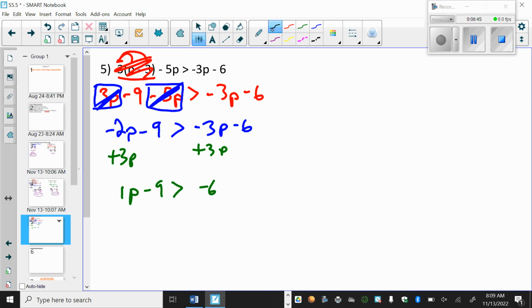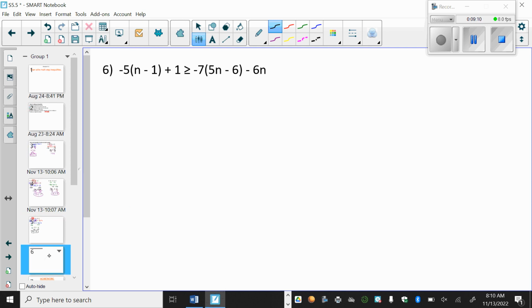And then I'm going to remove my constant, so I'm going to add 9 and add 9. Nope, I'm going to erase that, sorry. Try it again. 1p is greater than 3. And I don't have to do that last step since it's positive 1p. I can just circle it. We have 1p is greater than 3. Last step, whole bunch more.